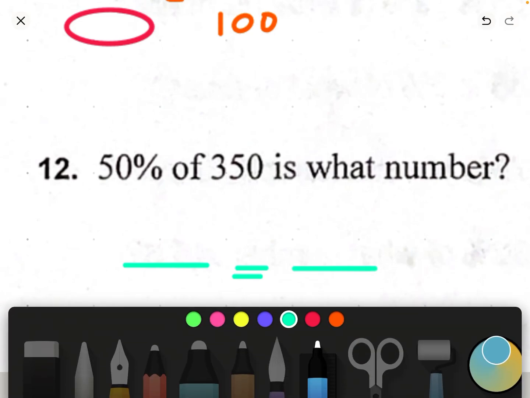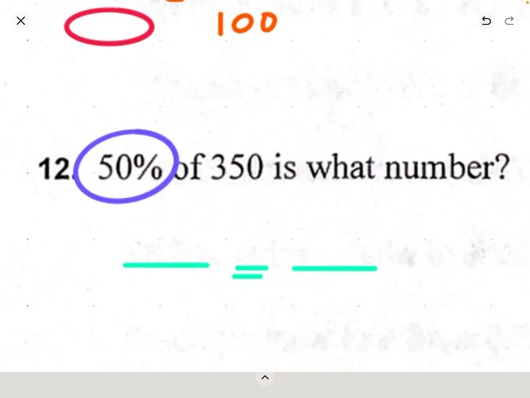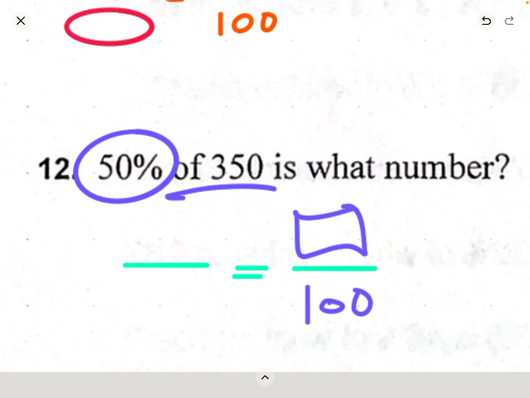But one more, 50%. Ooh, know where that goes. Of 350. Again, that is my denominator. Is what number? I don't know. That's what we're solving. Okay.